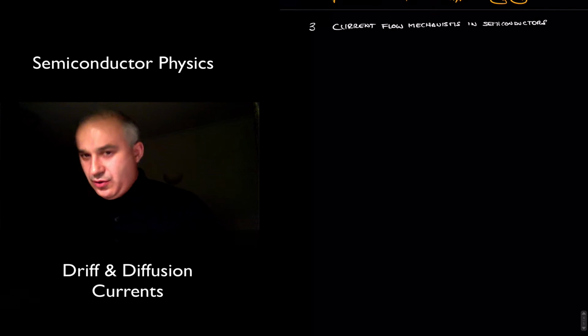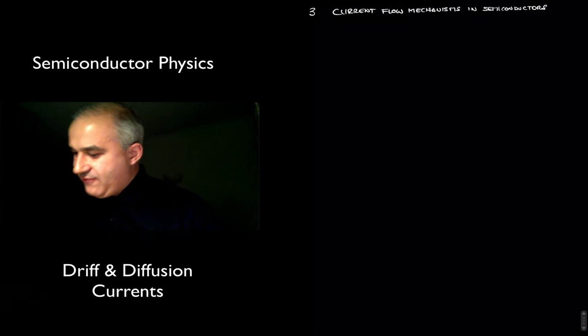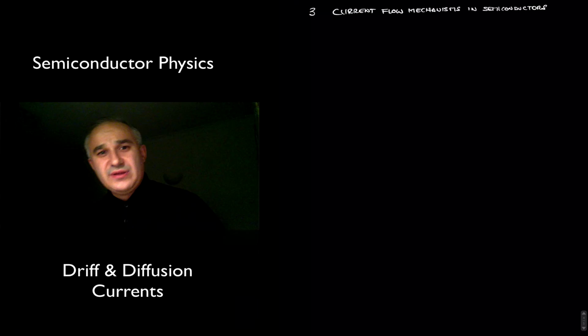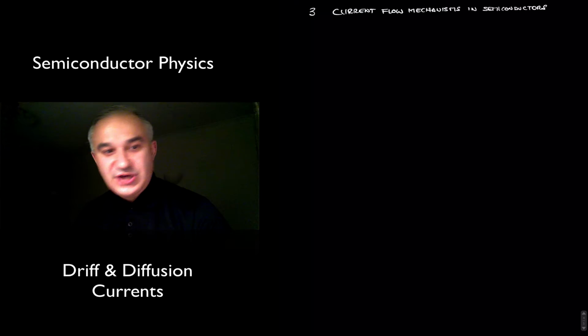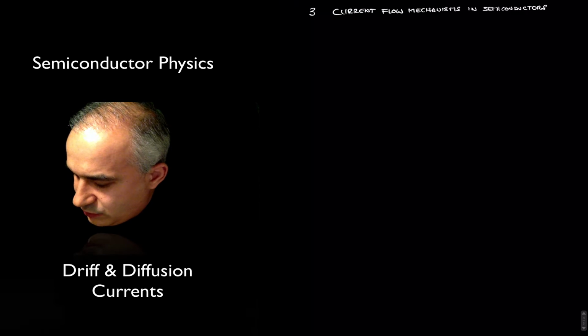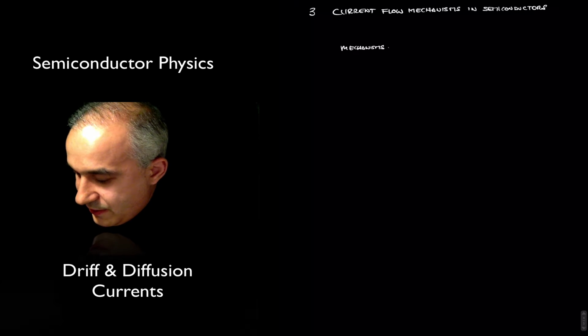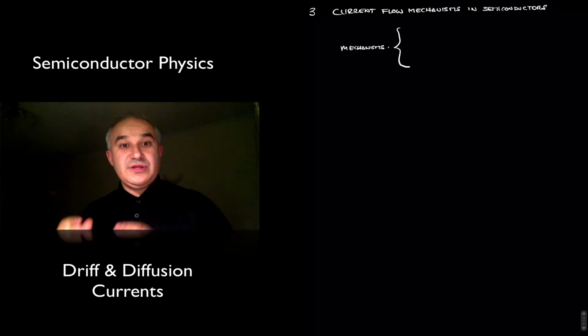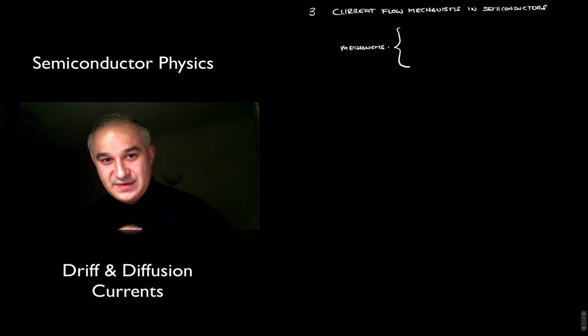So let's go over current flow mechanisms. By current, what is current? Current has to do with movement of charge, right? And in terms of a classification here, or the mechanisms, there are two mechanisms which cause the movement of charge in a semiconductor.